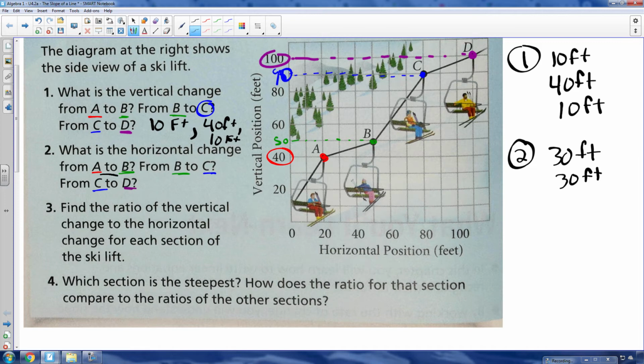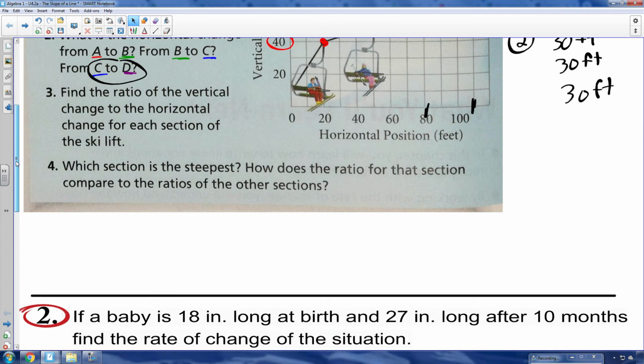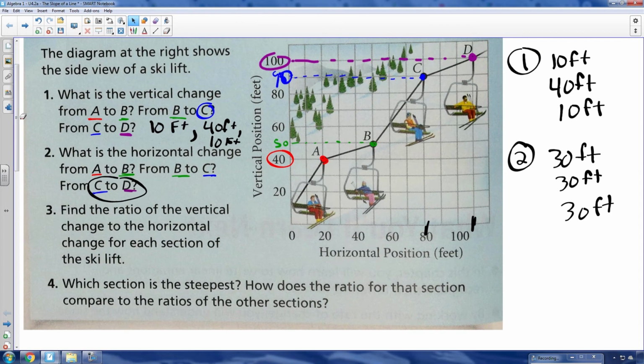So we have two horizontal changes of 30 feet on this thing. A change of 30 feet, that's the first question. Then a change of 30 feet, that's the second question. And then from C to D, that horizontal change is from 80 to 110. That's also a change of 30 feet. So the answer to all of these is a horizontal change of 30 each time. That's basically what we're looking at.